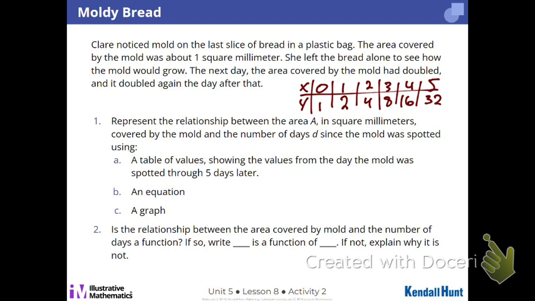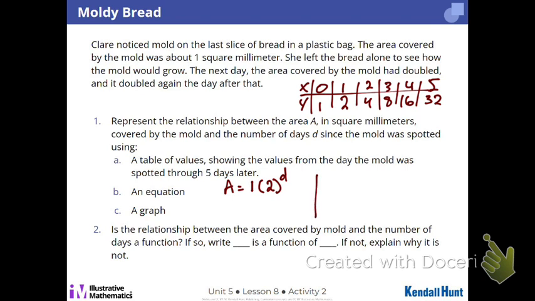So I'm going to use the right variables. The area is equal to my initial value. What's my initial value? 1 square millimeter. And what's happening to it? Doubling to the D days. There's our function, okay?